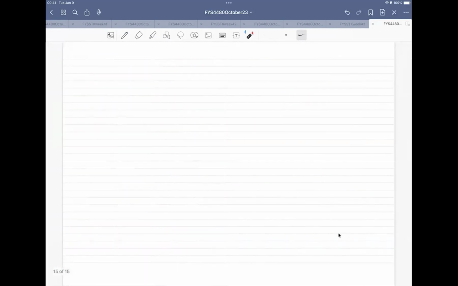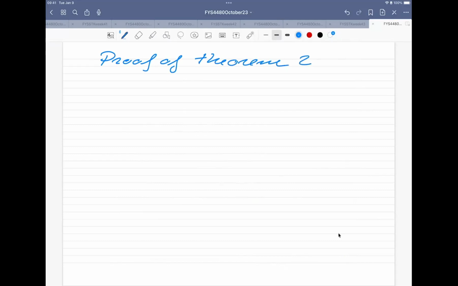So let's look at theorem 2 then. And let me find my stuff here. So the second theorem. So proof of theorem 2.